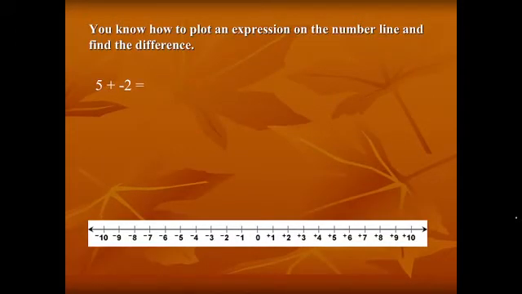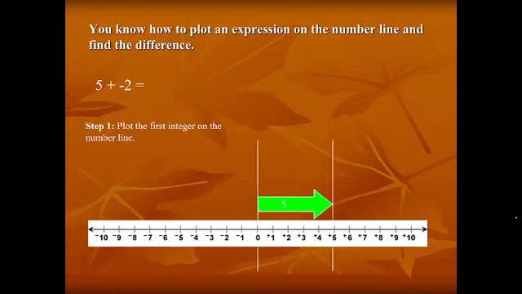You know how to plot an expression on the number line and find the sum. Like, for example, 5 plus negative 2. So, step number 1, plot the integer first on the number line. What's the first integer there? It's positive 5. So, I'm going to plot positive 5. That's positive 5. Then, what comes next after positive 5? Negative 2. Negative 2 is going to the left.